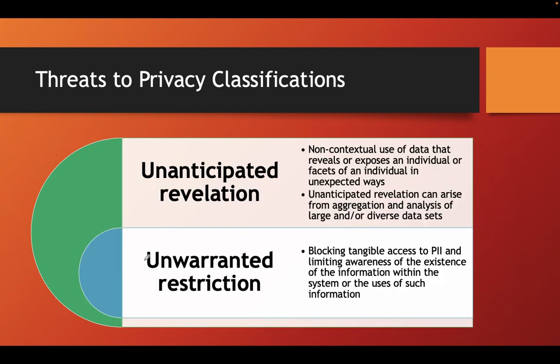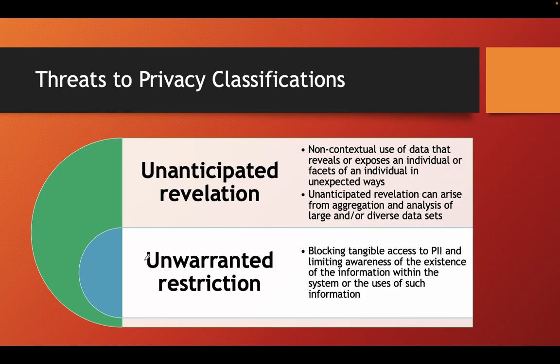The sixth threat to privacy is unanticipated revelation. Unanticipated revelation is non-contextual use of data that reveals or exposes an individual or a facet of an individual in an unexpected way. Also, unanticipated revelation can arise from aggregation and analysis of large and diverse data sets. So all these are unanticipated revelation.